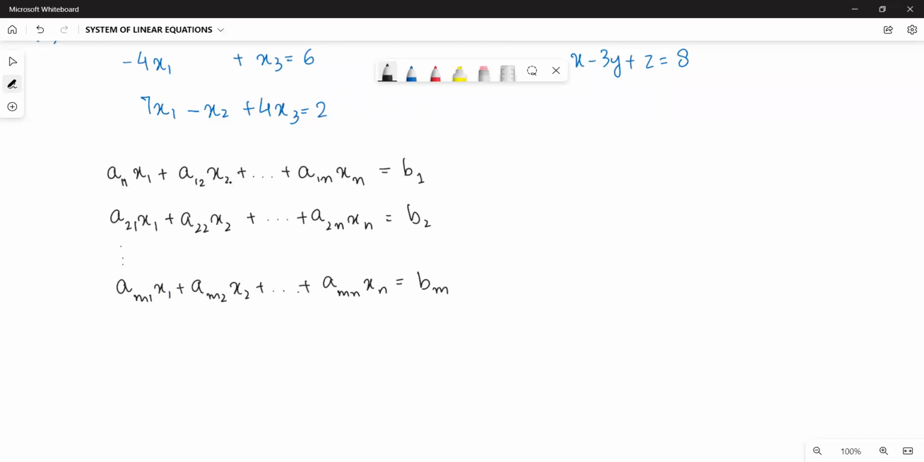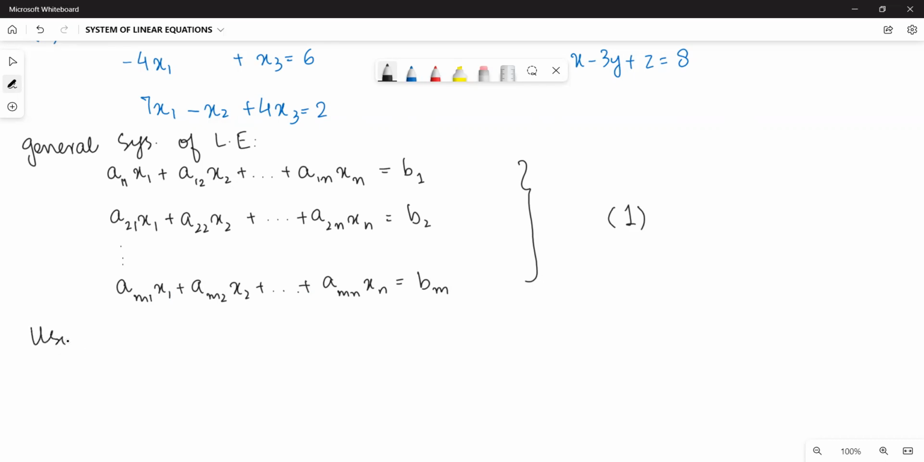Here a11, a12, a1n, a21, a22, a2n, am1, am2, amn, all these are the coefficients of these unknown variables. x1, x2 up to xn are our unknown variables, and this b1, b2 up to bm is our right hand side of the equation. So we name this system of equations as 1. We are naming it because we will use it further, okay? So using the matrix notation, this is our general system of linear equations, or we call it a linear system.